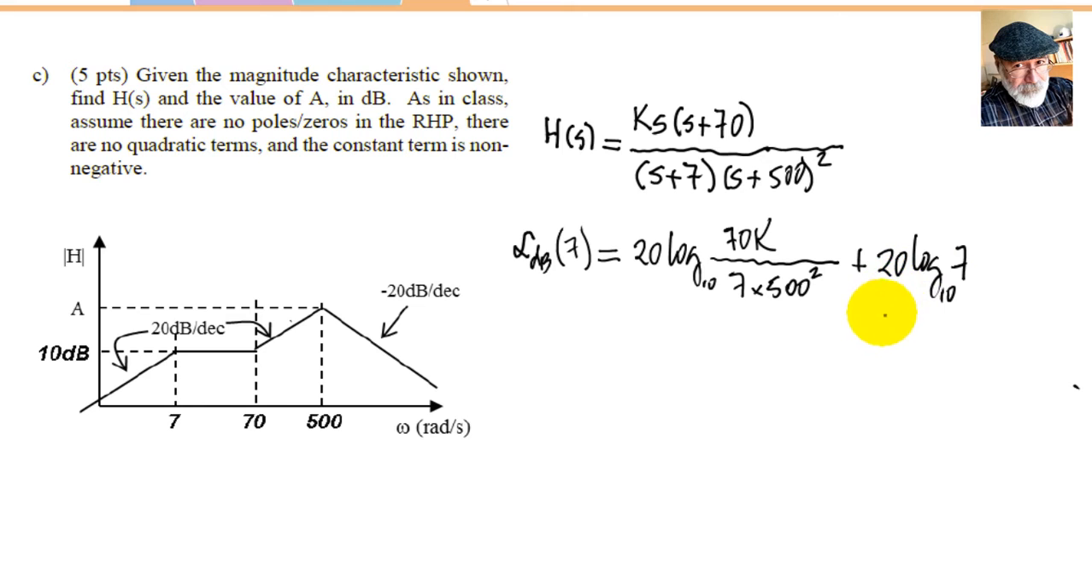What is this? Well, check this out. The zero at 0 at the frequency 1 has no contribution whatsoever, but at 7 is these many decades above 1 radian per second multiplied by the slope 20. This is the contribution of the zero at 0, and that is equal to 10 decibels. And from there, we can find the value of the constant K.